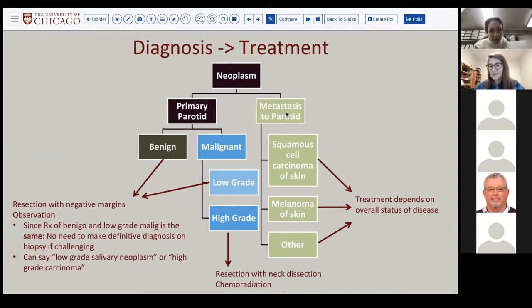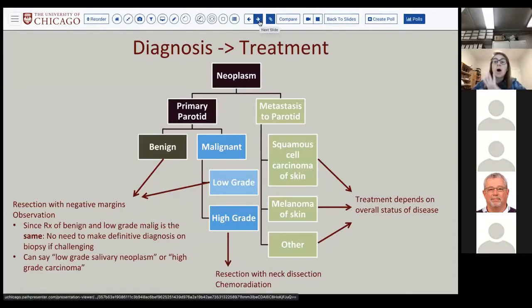Now, if it's a metastasis, things we like to think about, certainly most commonly, at least in the parotid region, are cutaneous. So squamous of skin, melanoma of skin, et cetera. Treatment in these cases will certainly depend on the overall disease status of the patient. So hopefully that gives an overview of how I like to broadly frame these neoplasms.